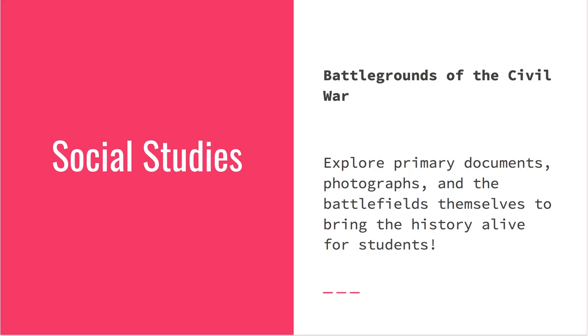In our social studies classes, we can look at primary documents, photographs, and make history alive. So this might be something like looking at a war or a conflict and drilling down to the specific place that these events occurred and trying to figure out what it looked like, what was it like for the people that were there in these battles or in these conflicts.